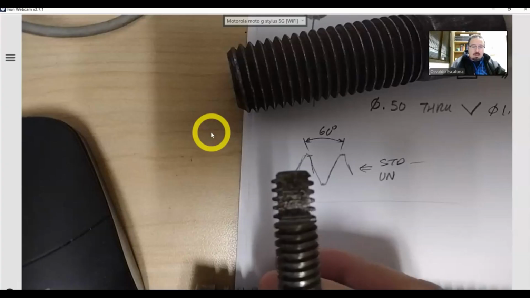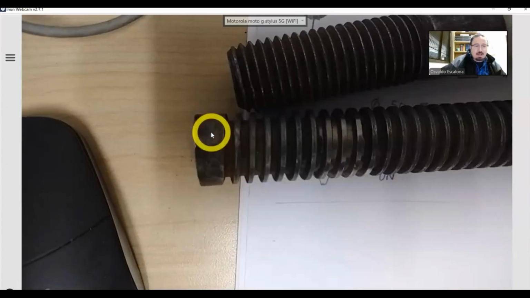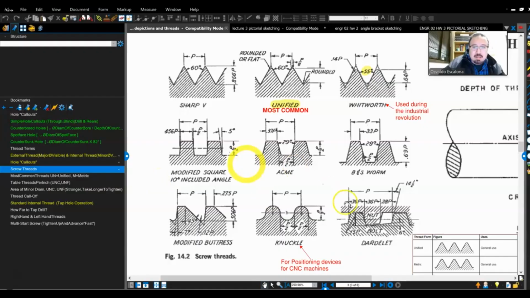I think I have it better here, what is it? Acme. Right here, Acme. It looks like a taper, kind of, you see the angle. You guys also will notice that this one is not 60 degrees like the regular standard. The Unified National will be the one that you will see all the time.